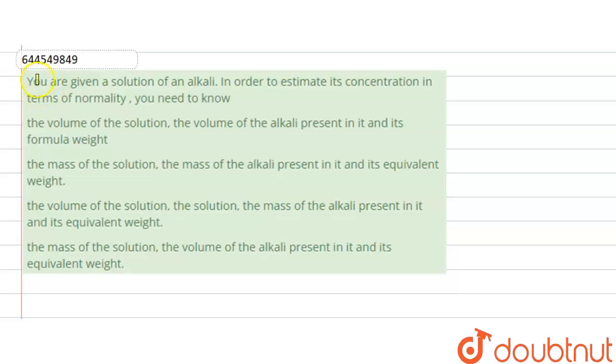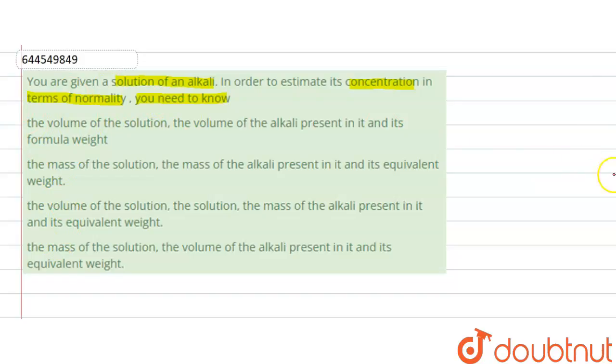Hello everyone. In the question, it is given that you are given the solution of alkali. In order to estimate its concentration in terms of normality, you need to know. So we are given that the solution is of alkali, and if we want to know the concentration in terms of normality, that is, if we want to know the normality, then what we will need according to these options.